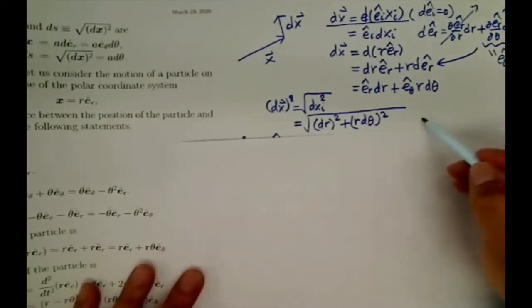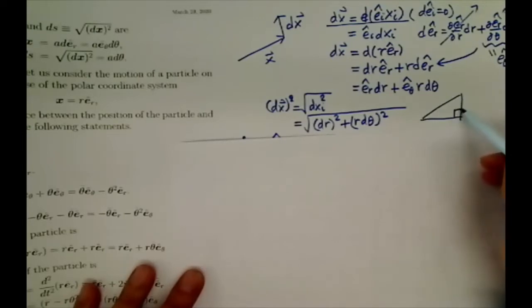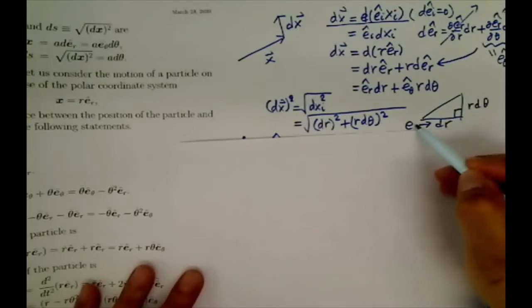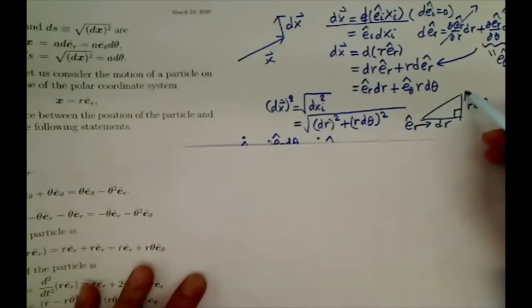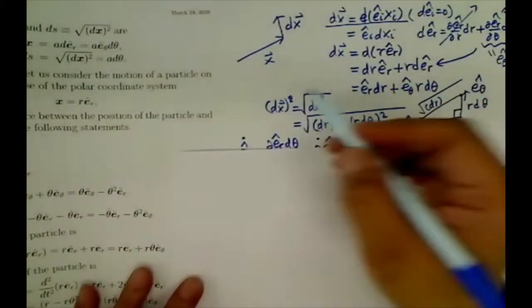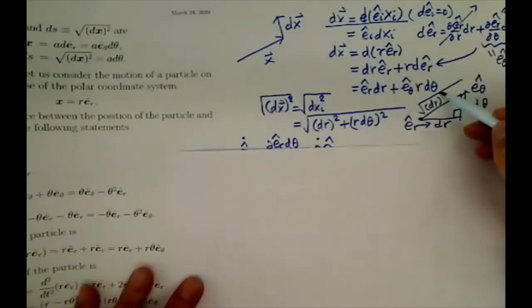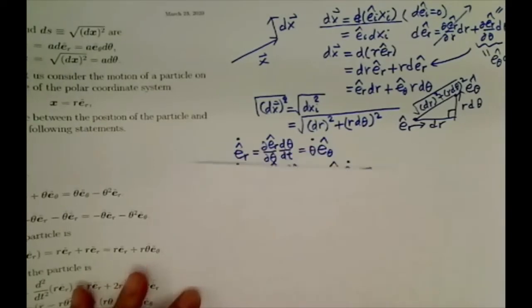Therefore, we can make use of the fact that they make a right angle, e_r and e_theta. This direction, for example, is the e_r hat, and this direction is e_theta hat. They are making a right angle, so the distance between these will be the square root of dr squared plus (r dθ) squared. Okay.